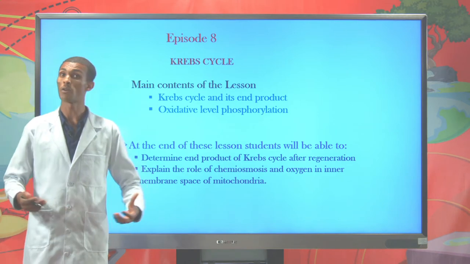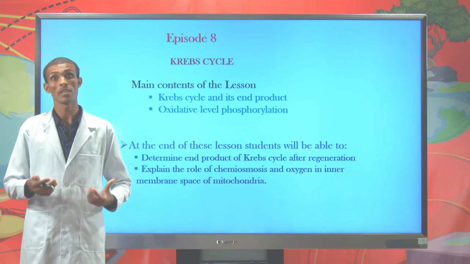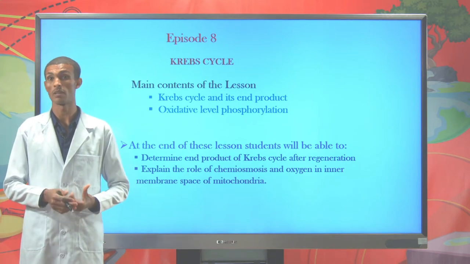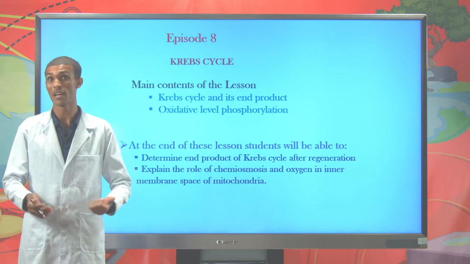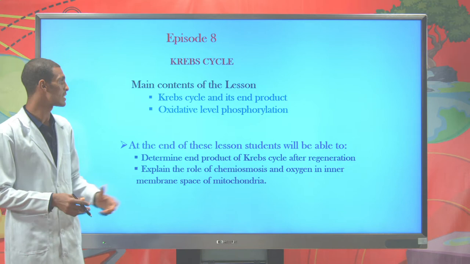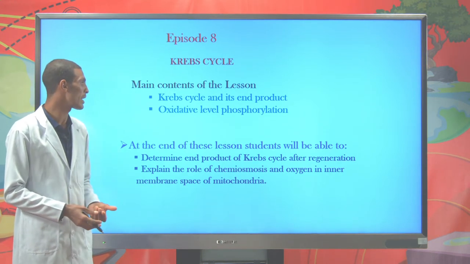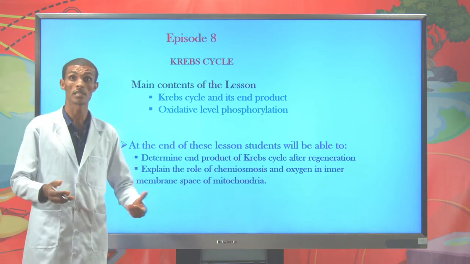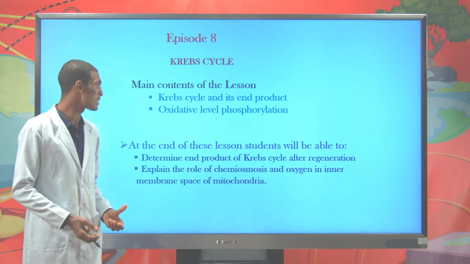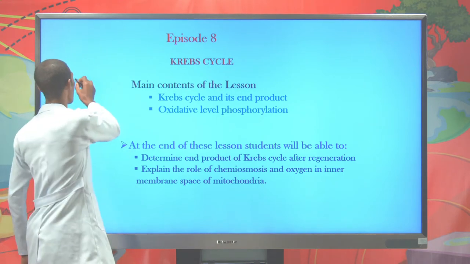Student, in our last lesson, we saw some stages of respiration: glycolysis and then the link reaction. In this lesson, we are going to see the Krebs cycle and its end product, and again oxidative phosphorylation. At the end of this lesson, student, we will be able to determine the end product of the Krebs cycle after its regeneration, and explain the role of chemiosmosis and oxygen in the inner membrane space of the mitochondria.